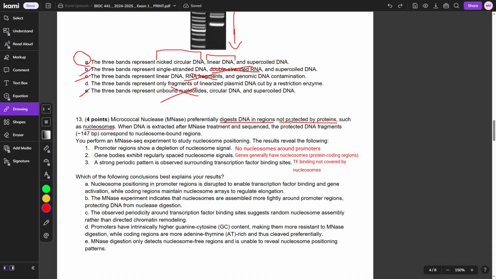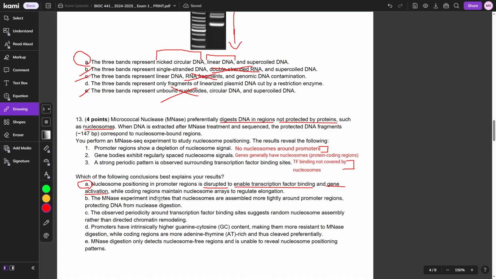So, nucleosome positioning in promoter regions is disrupted to enable transcription factor binding and gene activation, while coding regions maintain nucleosome arrays to regulate elongation. Okay. I do like this answer. I like the first half especially. Their positioning is disrupted. So there's no nucleosomes in promoter regions to enable transcription factor binding and gene activation. That kind of goes hand in hand with what we talked about in the first observation and the third observation. So I like that answer.